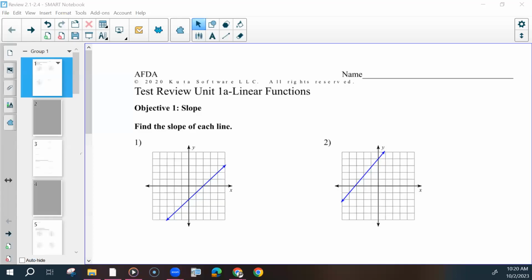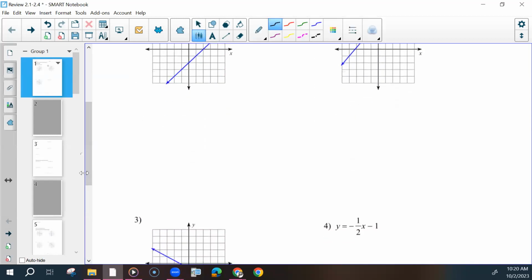So let's start with this first page, which is slope. There are some from graphs, and some from the equation. Do we have any questions on this page? Number 2 and number 4. Okay. If we can do one of each type, I think that will benefit you greatly. And then if we have specific questions, we'll go back and do them.